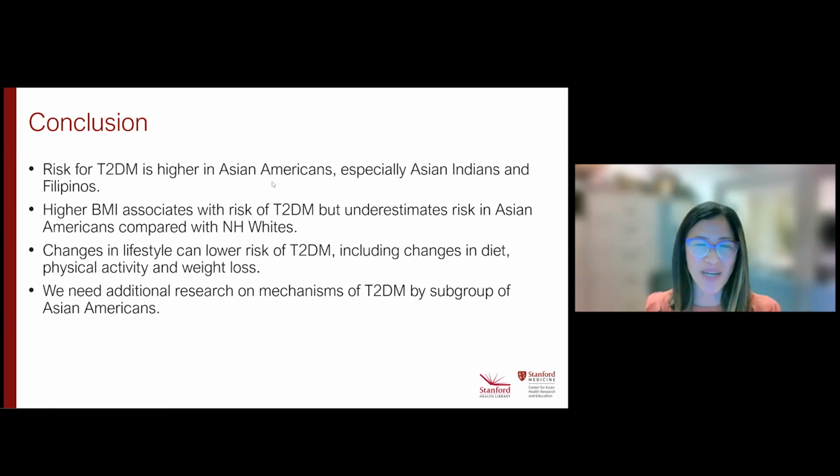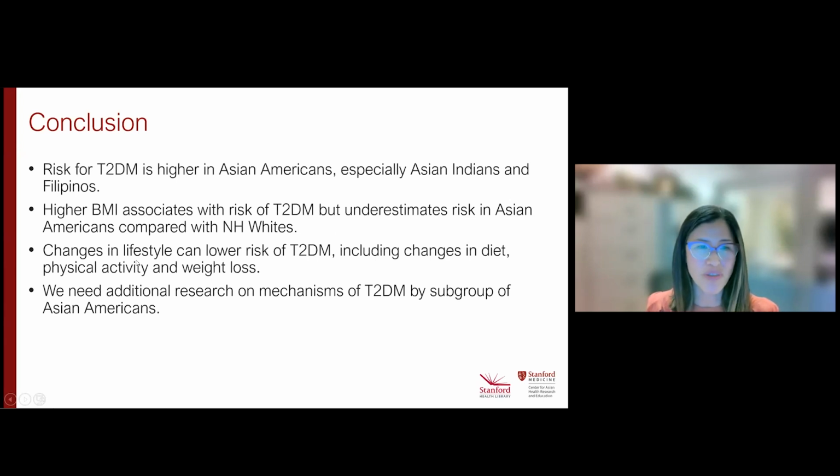I hope your eyes aren't crossed from all these bar graphs, but I want to conclude by saying that risk for diabetes is higher, actually, in all non-Hispanic white groups, in Asian Americans particularly, especially in certain groups, Asian Indians and Filipinos. I still think, even though there are flaws to the body mass index, it associates with risk for diabetes, but it can underestimate risk in Asian Americans compared with non-Hispanic whites.